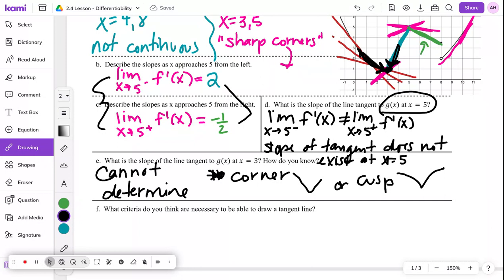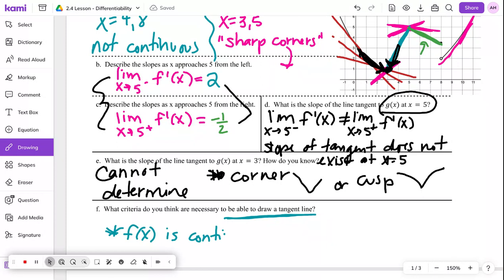What they are going to ask you is whether or not a function is differentiable. So what criteria do you think are necessary to be able to draw a tangent line? Well, in order to be able to draw a tangent line, the function has to be continuous. And so we have 3 criteria to prove that a function is continuous.